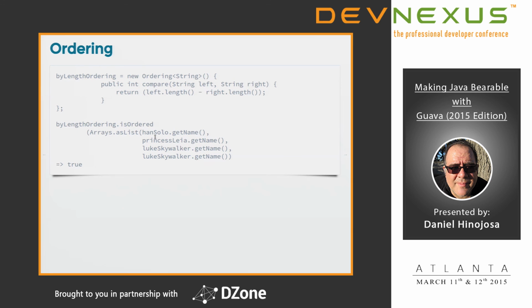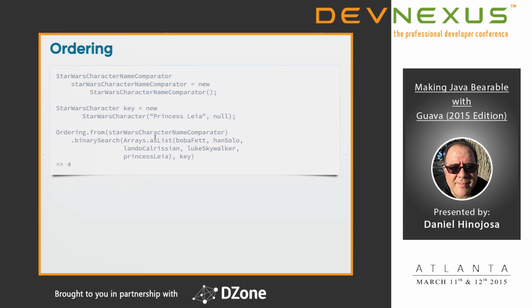I can create a by length ordering right off the bat as well and ask if this is ordered. So is Han Solo, Princess Leia, Luke Skywalker? I did two Luke Skywalkers. That will return true. Is this strictly ordered? This will return false. If they're duplicates, it'll return false. Otherwise, it will return true. So I have different orderings that I can use. I could also query by value.